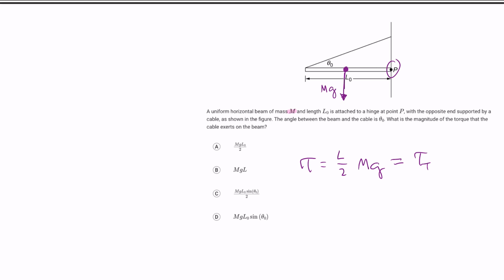And it's asking, what is the magnitude of the torque that's generated by the tension in the cable? Well, it's just this. Is there an answer choice that looks like that? Yeah, absolutely. A. Hope you like that one.